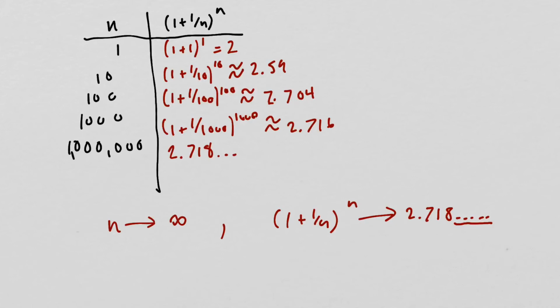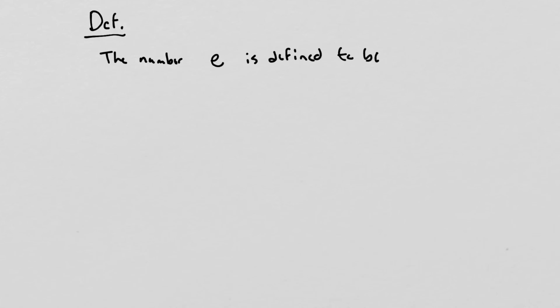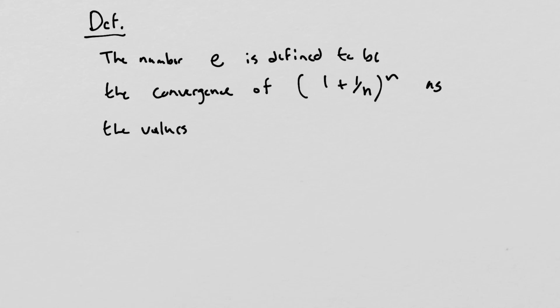So what we say is that the number e is defined to be the end of this convergence. The number e is then defined to be the following. The convergence of the function (1 plus 1 over n) raised to the n is the number e, as the values of n approach infinity.